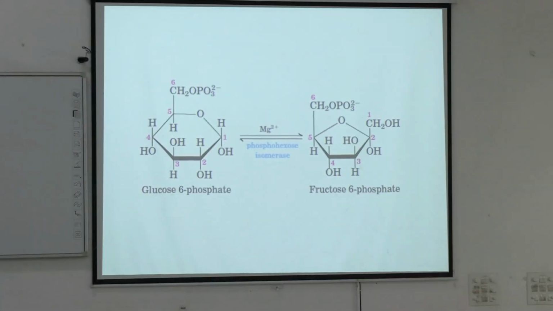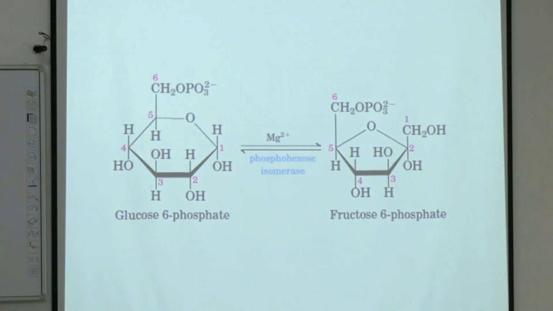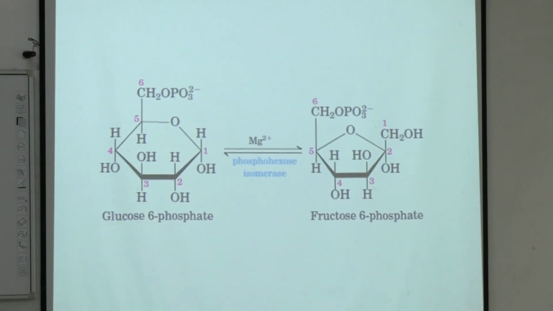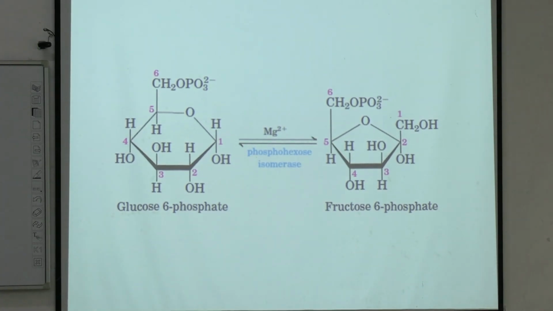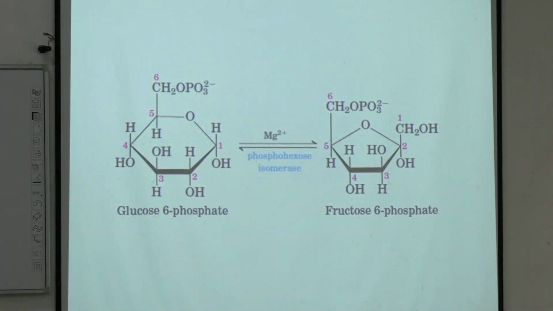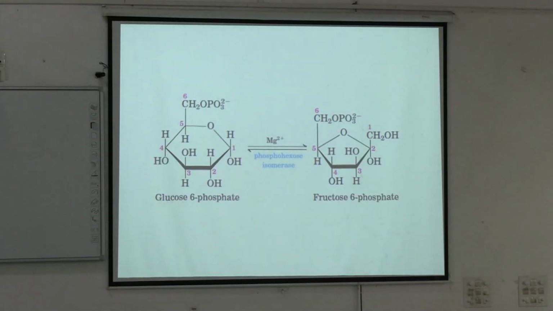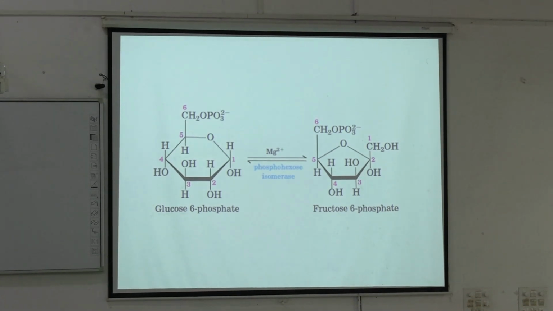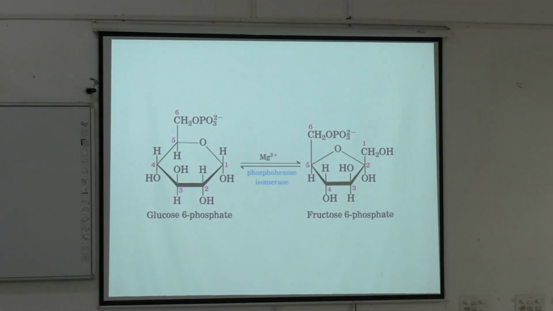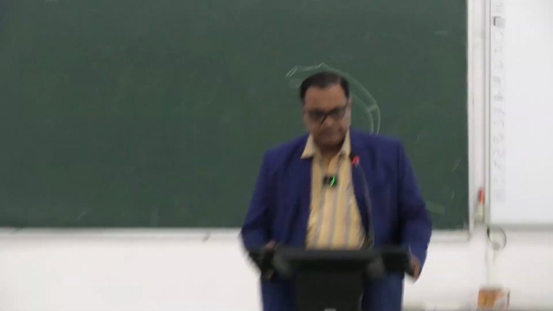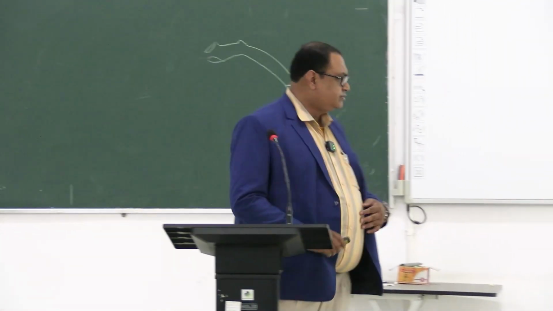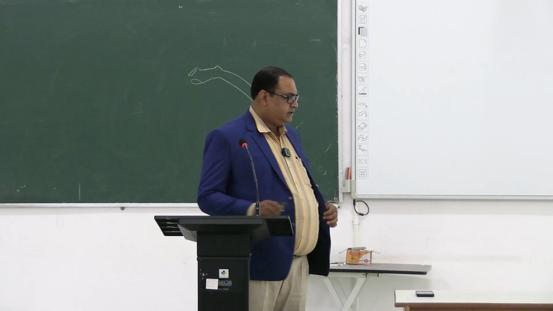Reaction 2, step 2. Step 2 is catalyzed by PHI, phosphohexose isomerase. Glucose 6-phosphate is converted to fructose 6-phosphate, an aldose sugar to a ketose sugar. Again, this reaction requires magnesium ion. Right? Phosphohexose isomerase.